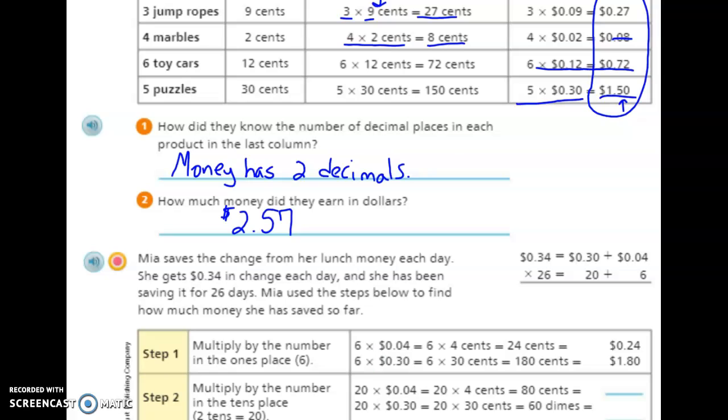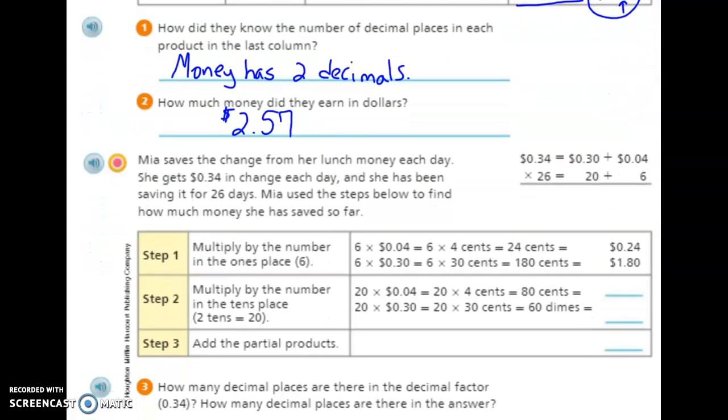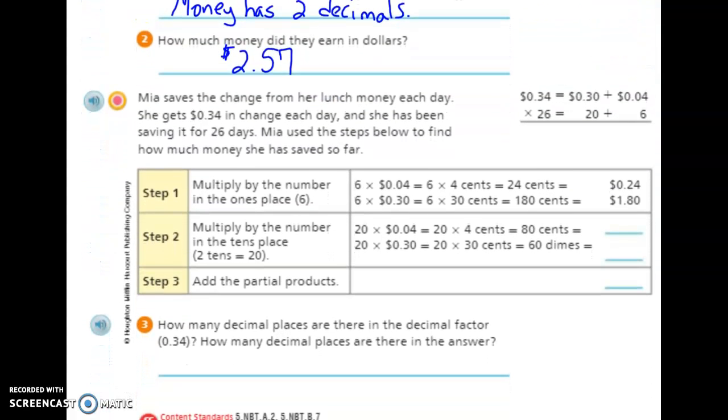All right. Now, this is going to look a little goofy at first, but I think if you stay with me, you're going to be able to follow along. So Mia saves the change from her lunch money each day. She gets 34 cents in change each day, and she's been saving it for 26 days. Mia uses the steps below to find out how much money she has saved so far.